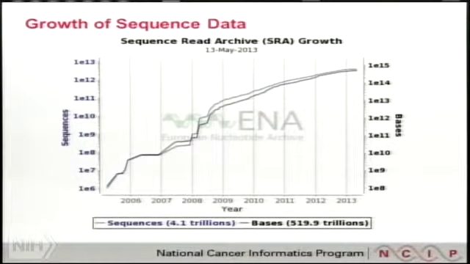And what you can see is that between 2006 and 2013, this is a logarithmic graph. On the left, you have sequences. On the right, you have bases. It's gone from about 1 million sequences to something on the order of 4.1 trillion in that span, and from about 100 million bases to something on the order of 520 trillion bases. As a scientist, I'm very excited about this. As a chief information officer, I'm absolutely terrified.